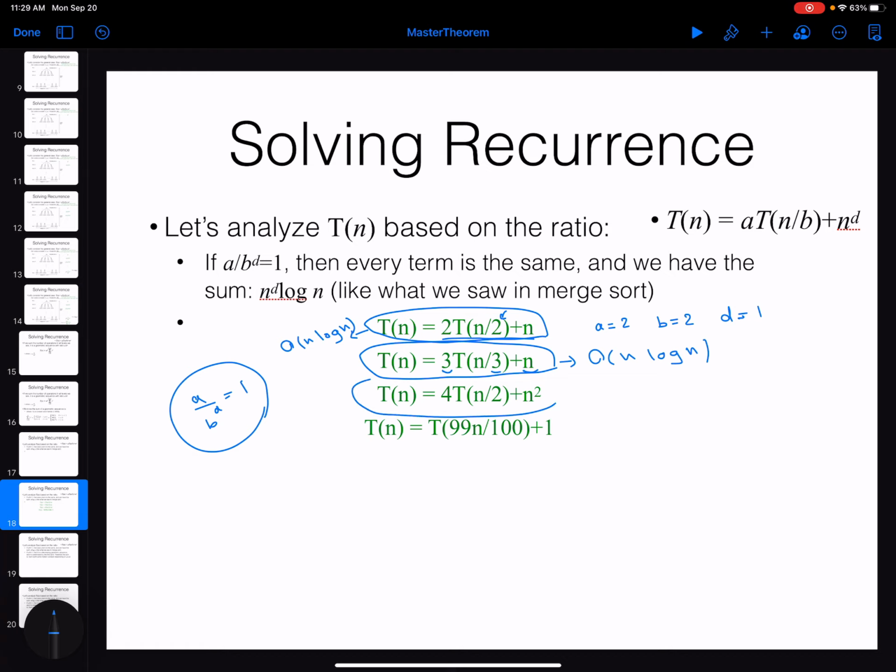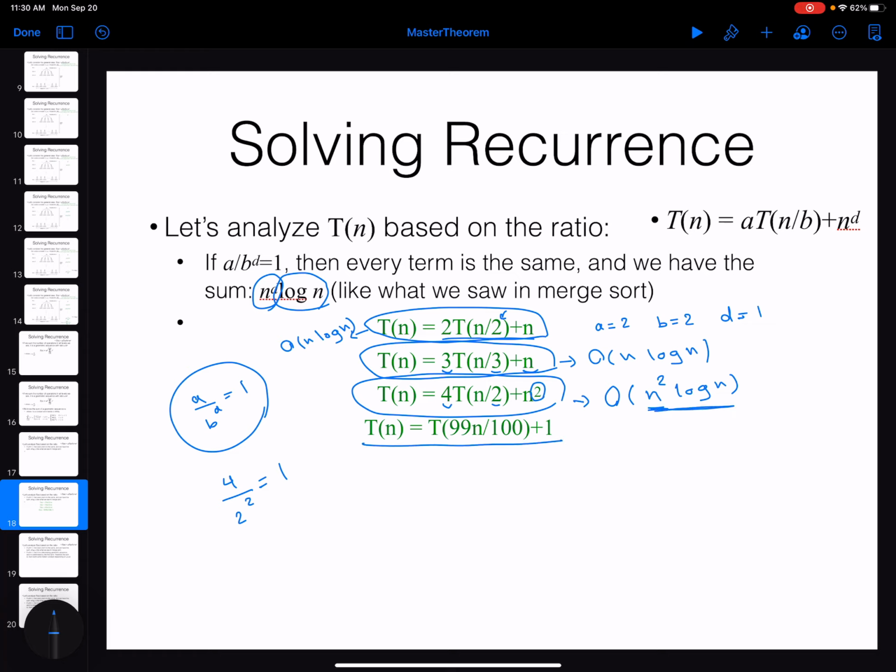How about this one? Here again, A is 4, B is 2, the value of D is 2, the ratio is going to be equal to 1. So what is going to be the time complexity? It's going to be N power 2 log N. Okay, be careful, this is going to be N to the power of D multiplied by log of N. So N to the power 2 log of N.